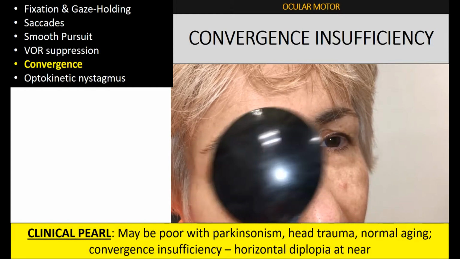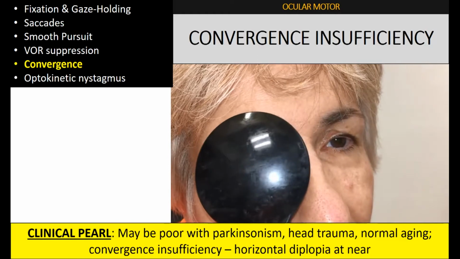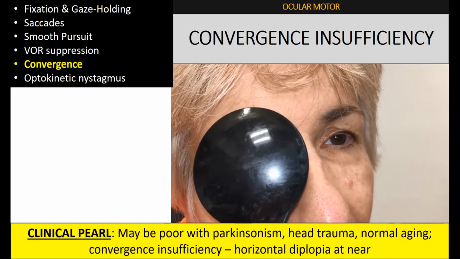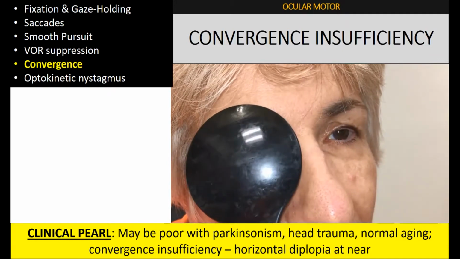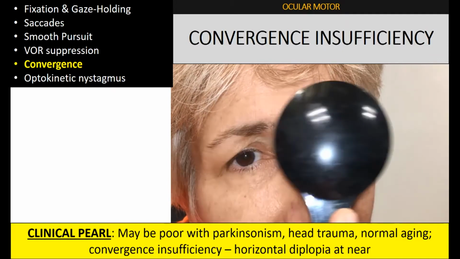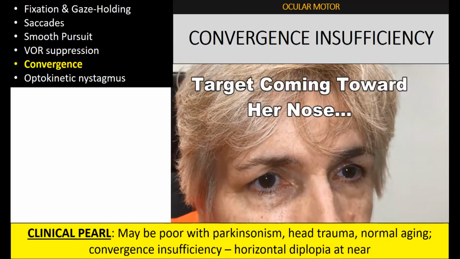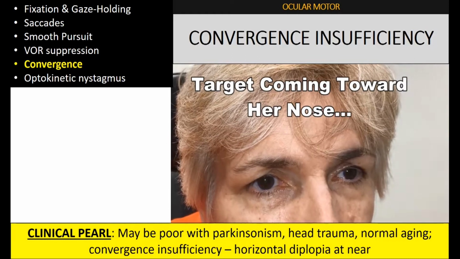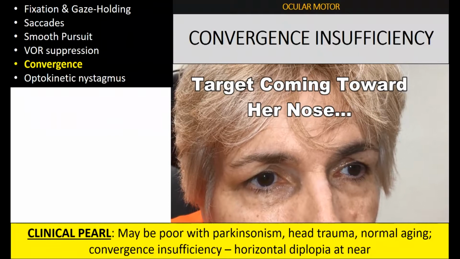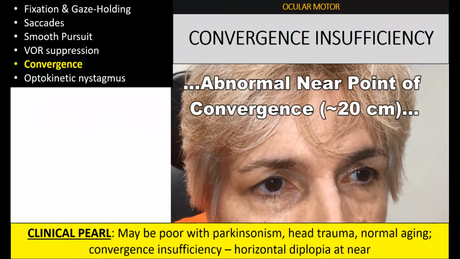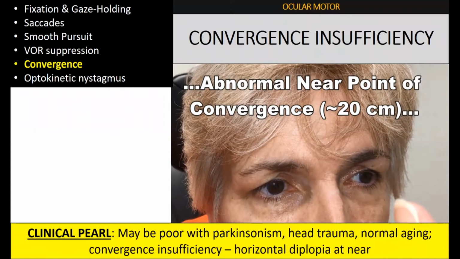So if somebody has poor convergence, you're thinking about Parkinsonism, you're thinking about head trauma. This can occur with just normal aging in a patient who has no other ocular motor abnormalities. But the most common symptom a patient will complain of is horizontal diplopia at near. Sometimes they don't complain of horizontal diplopia at near, but simply they find themselves or their loved one notices that they're constantly covering one eye when trying to read or squinting, for instance.